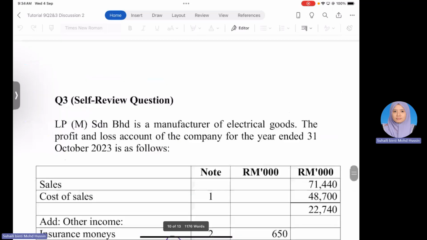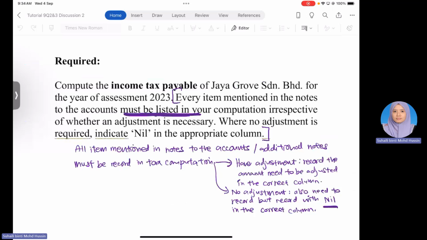Alright, you have to compute the income tax payable for the company named Jaya Group Sdn Bhd for the year of assessment 2023, and every item mentioned in the notes to the account, whether it has an adjustment or not, you still have to make a record. If there is an adjustment, you have to record the amount in the correct column, and if there is no adjustment, you still have to make a record, but you record it as nil in the correct column. Alright, so the requirement for the tax computation for the company is still the same.